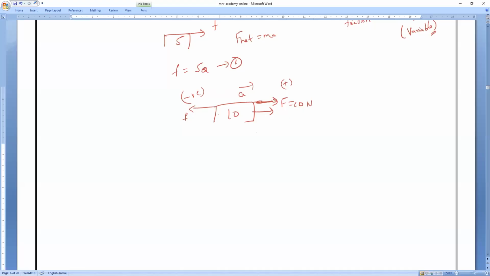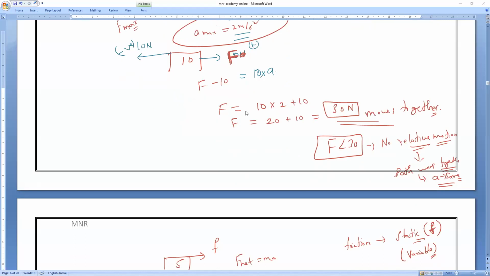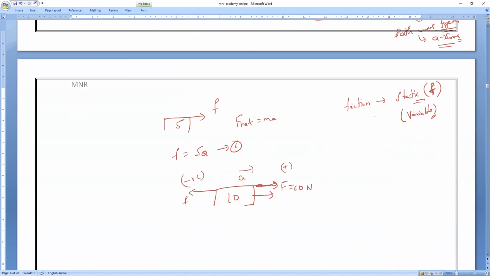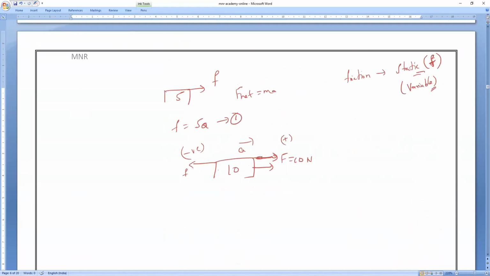Every time I'm mentioning what is happening. So if the force is less than 30, both bodies will move together. If it is greater than 30, they will travel with different accelerations. So as they move with the same acceleration, what is the equation, everybody?